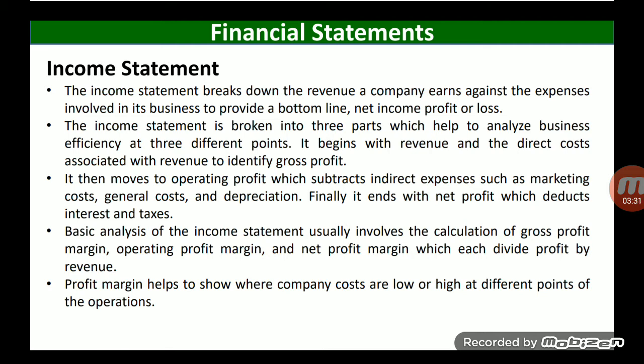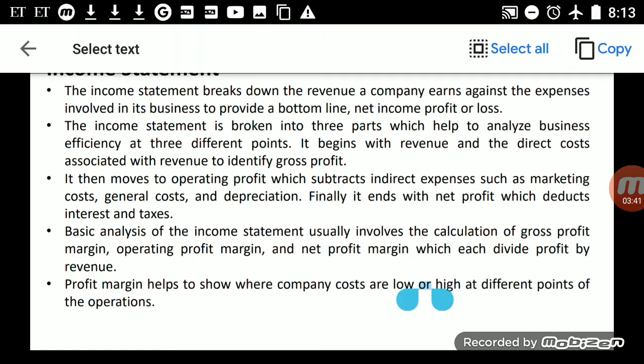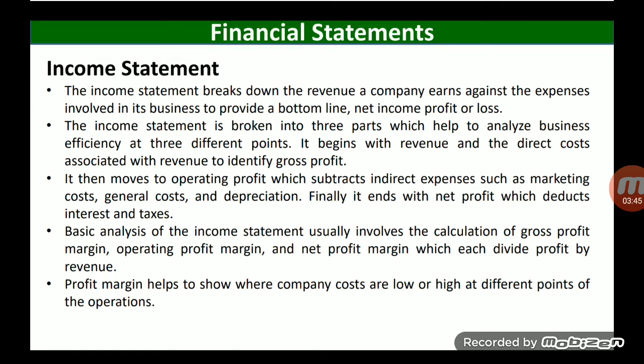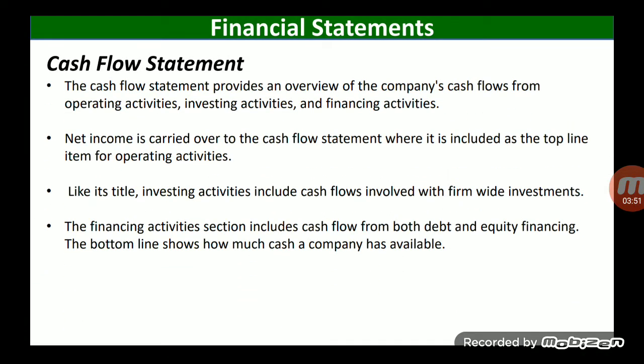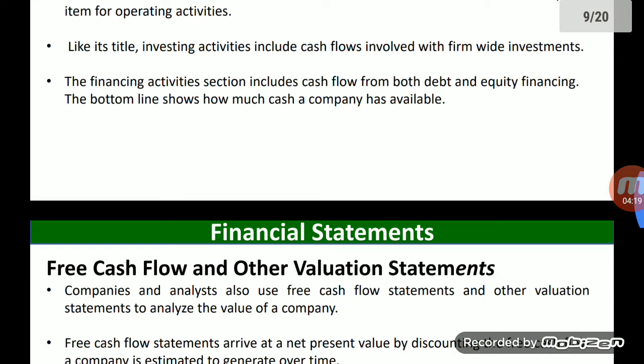The income statement is broken into three parts which help to analyze business efficiency at three different points. It begins with revenue and the direct costs associated with revenue to identify gross profit. And the third one is the cash flow statement. The cash flow statement provides an overview of the company's cash flow from operating activities, investing activities, and financing activities. Net income is carried over to the cash flow statement, where it is included as the top line item for operating activities.